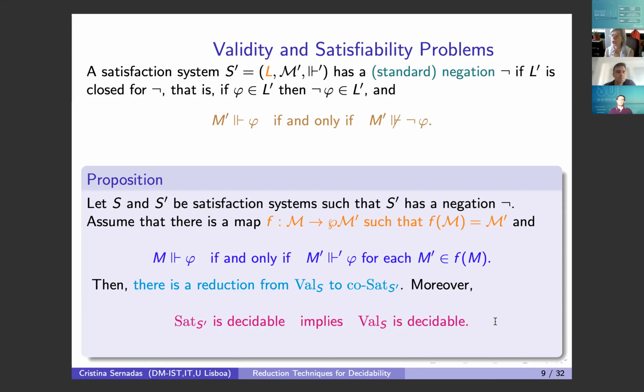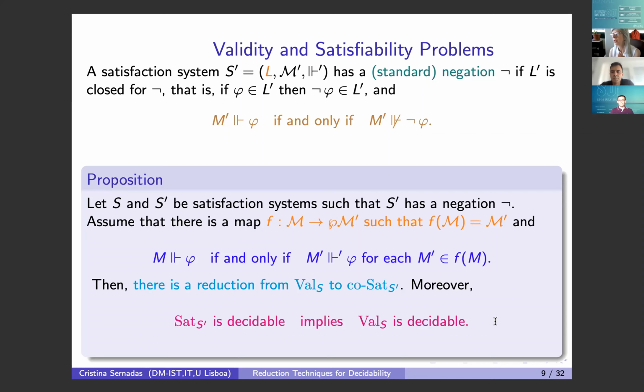And so assume that I have a satisfaction system that I call S prime, and please note that I put the L in orange, because I'm not using an L prime, I'm using just an L. I will explain why. Then I have the class of models and the satisfaction relation, and I'm assuming that this satisfaction system has a standard negation. What does it mean? It means two things. First, L is closed for negation, so if you have a formula, you always have the negation there. And there is also something related with satisfaction: if you pick up a model, M prime satisfies phi if and only if M prime does not satisfy the negation of phi.